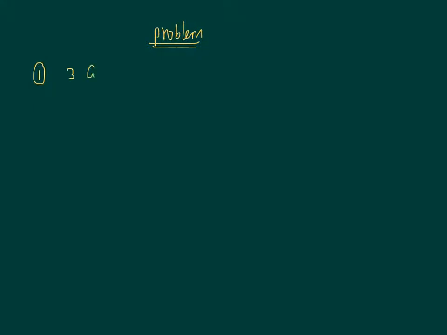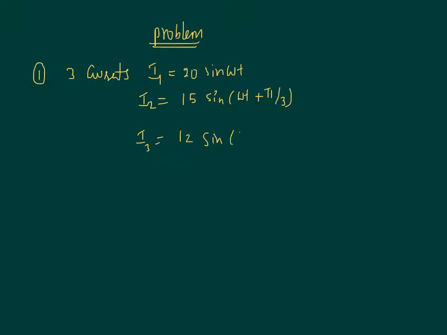3 currents I1 equal to 20 sin omega t, I2 equal to 15 sin omega t plus pi by 3, and I3 equal to 12 sin omega t plus 2 pi by 3 amperes flowing in a circuit, right? So calculate the resultant current and express it in sinusoidal form.